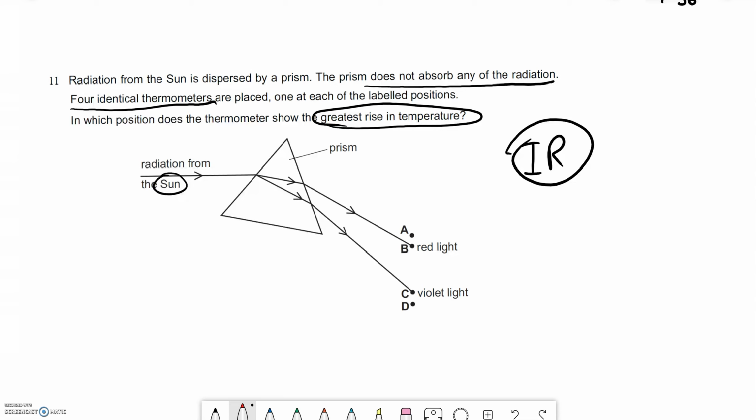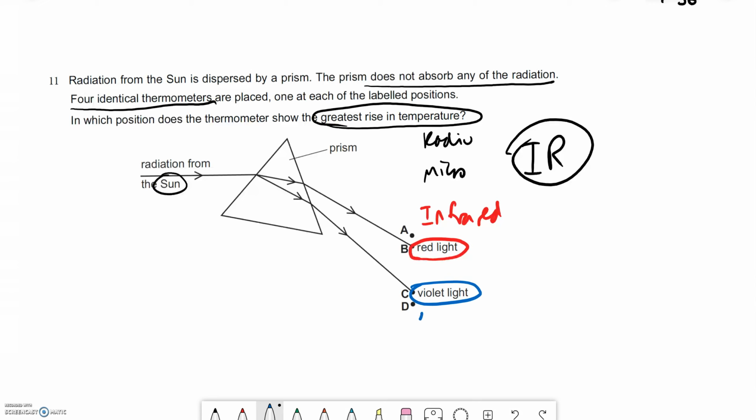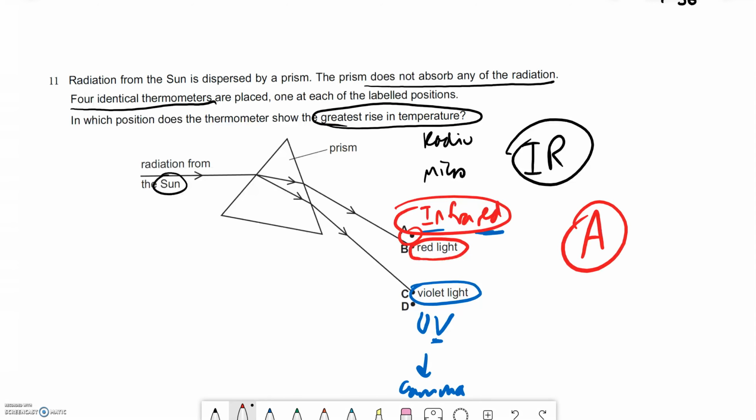Now, if we look here, this is the red end of the visible spectrum. Well, just beyond that, if you remember your order, is infrared. If we keep going up, we'll have microwaves and radio waves up here somewhere, and so on. There's infrared there. Just below that, we've got violet, and hopefully you remember that just beyond violet, well, the clue's in the name, ultraviolet, and infrared, so you know which part they come near. Ultraviolet comes just beyond violet, and we keep going down towards gamma down here. So where's going to be the hottest? Well, it's where the infrared is located, so it's just beyond the red bit, so the answer is A.